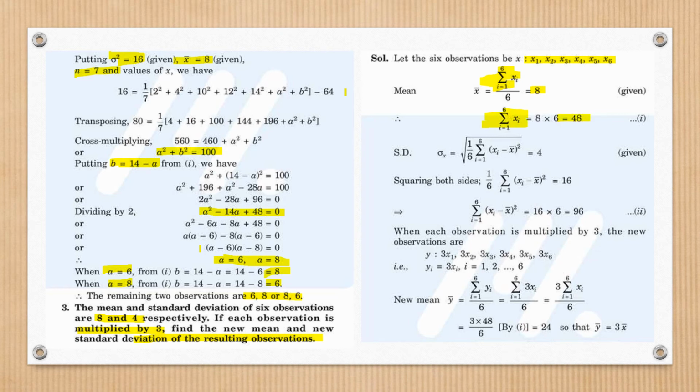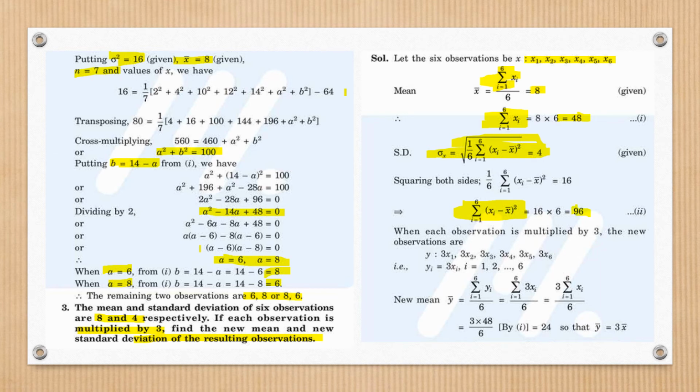It is 48. 8 into x bar, which is given here as 6, will give me summation xi as 48. So this is number 1. Standard deviation sigma x, using this formula, is equal to 4. So on squaring it, I will get summation (xi minus x bar) whole square as 96.